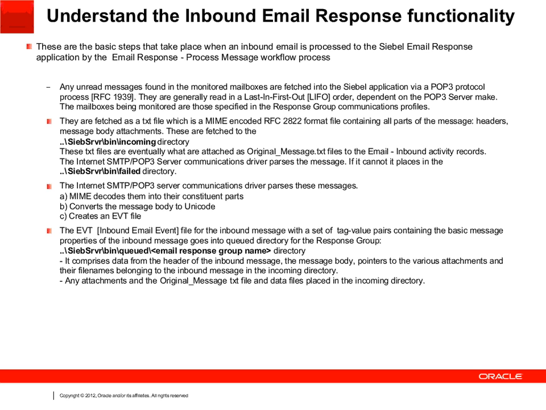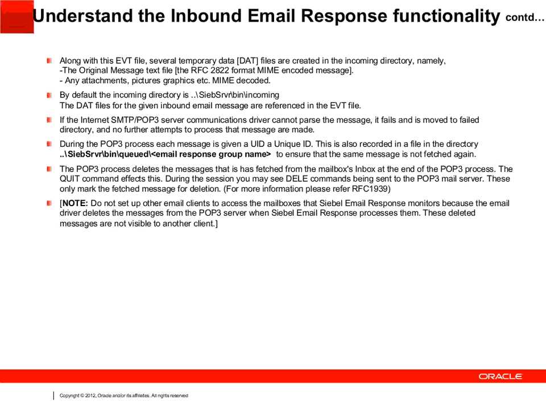If the internal SMTP POP3 driver cannot parse the message, it fails and it is moved to the failed directory and no further attempts are made to process that message again. During the POP3 process, each message is given a UID or a unique ID. This is also recorded in a file in the siebsrvr bin queued email response group name directory to ensure that the same message is not fetched again.